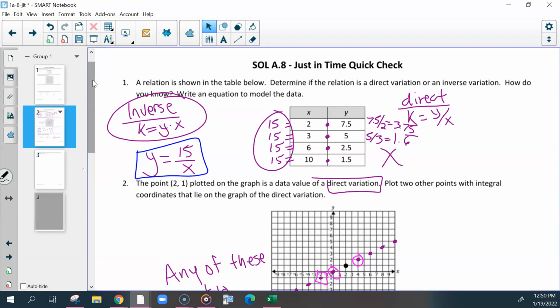Yeah, to see which one it works. You could have maybe guessed that it was going to be inverse, started multiplying and saw that they all worked, and then not have to do the other one. But if you started off doing one and saw that it didn't work, then you'd have to do the other one.